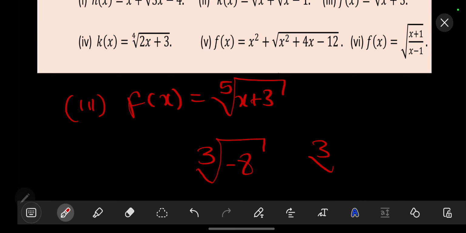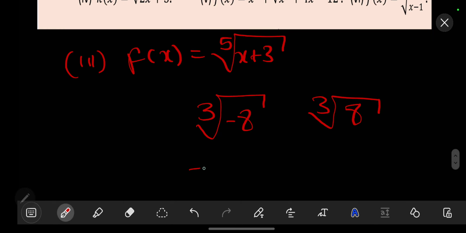You also have the cube root of +8. So the cube root of -8 is -2, and the cube root of 8 is +2. If I multiply -2 times -2 times -2, negative times negative is positive, times negative will be negative. 2 times 2 is 4, times 2 is 8, so it is -8. If I multiply 2 times 2 times 2, it will give me +8.